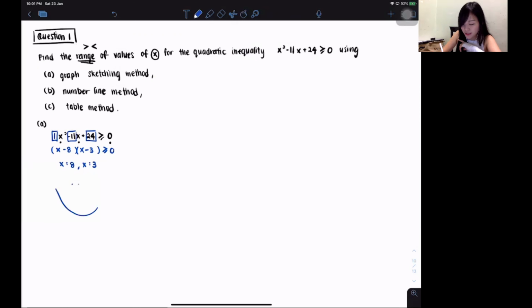First, I will draw a happy face. I repeat, why do I draw a happy face? Because my A is a positive 1. I just always make my A positive, then I can always draw a happy face. Very easy one. Smaller number put on the left, bigger number put on the right.